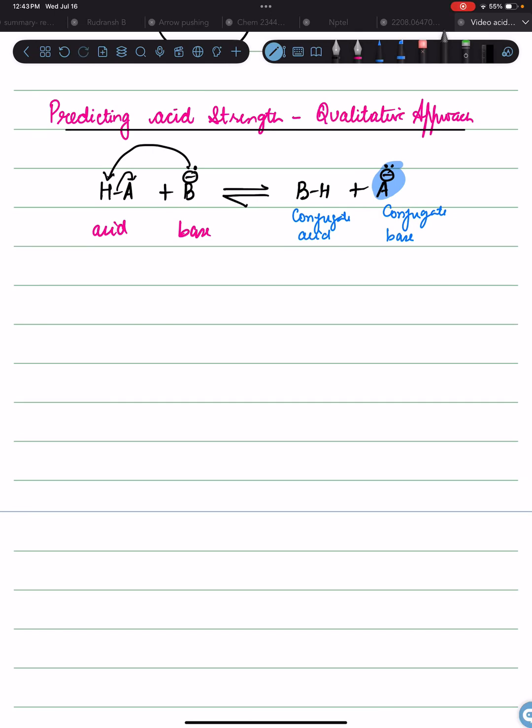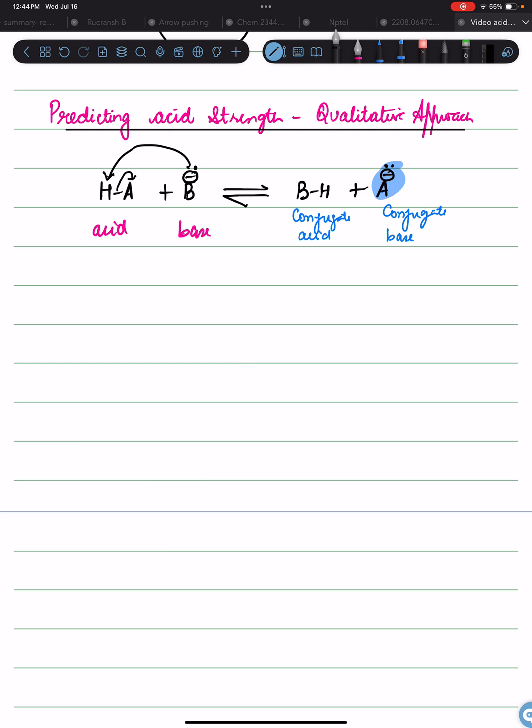In the previous lecture we discussed how to predict acid strength based on a qualitative approach where we don't use the pKa values, and the first factor we discussed was the electronegativity of the conjugate base. We concluded that the more stable the conjugate base of an acid is, the greater the acidic strength of that acid. That is, if the base generated by the loss of a proton is stable, then that reaction would be much more feasible as compared to if the conjugate base is less stable.